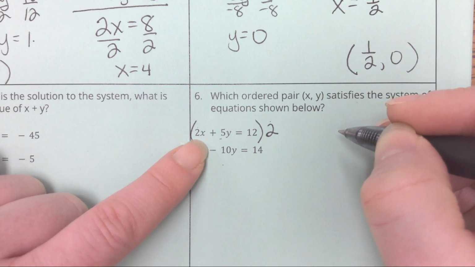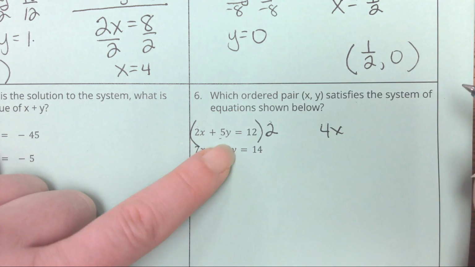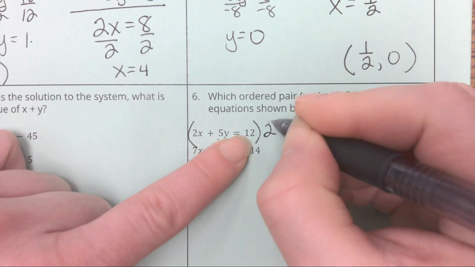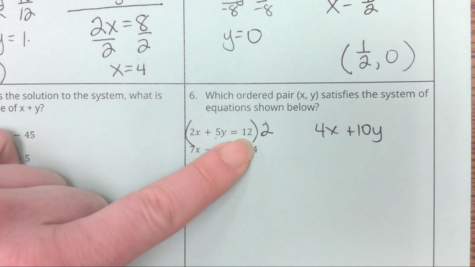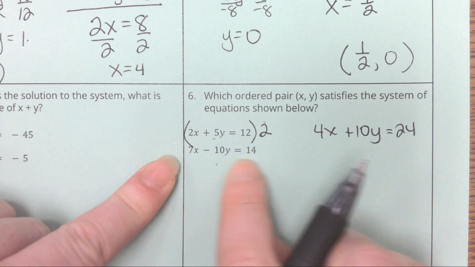What's 2 times 2? 4x. 2 times 5, plus 10y. Don't forget this side. 2 times 12 is 24. Right below it, I don't have to do anything to the bottom.